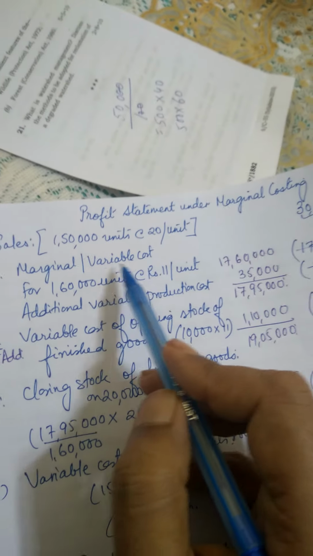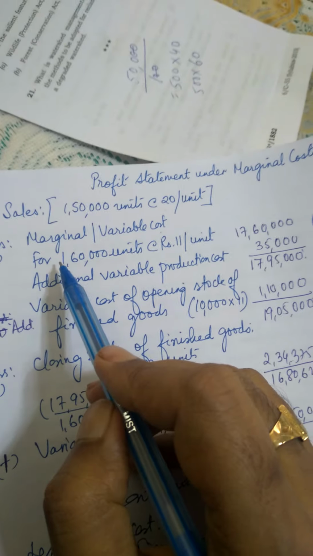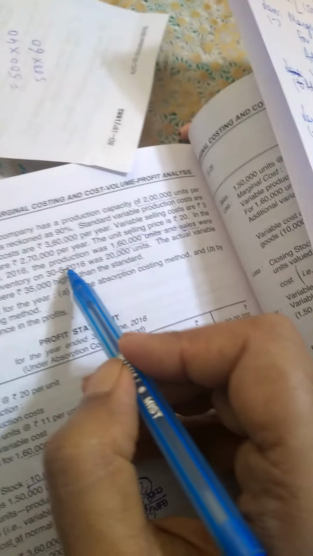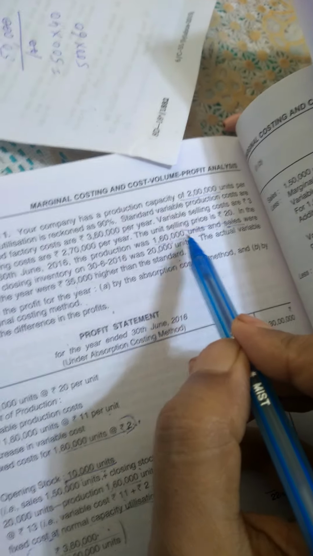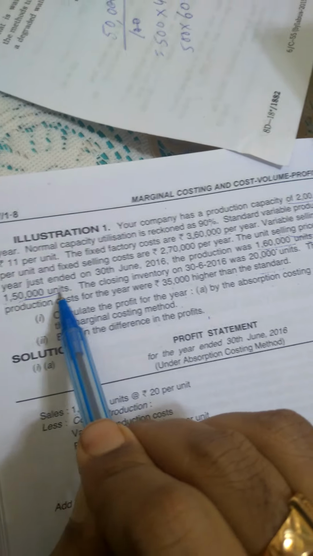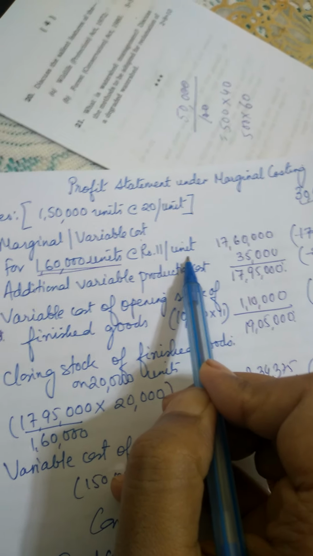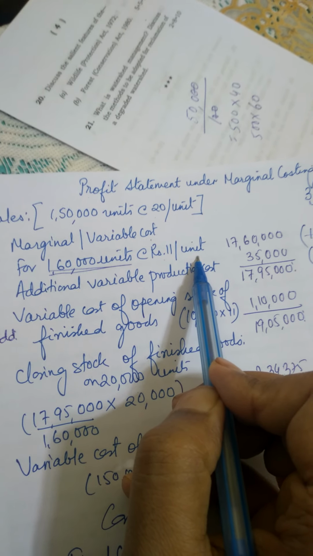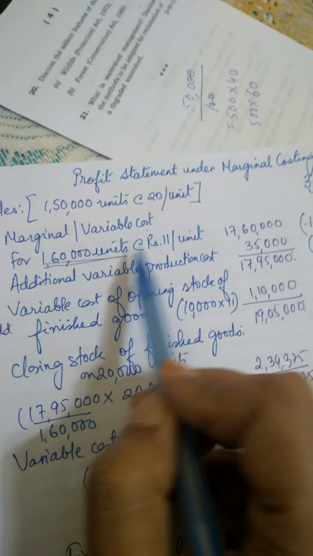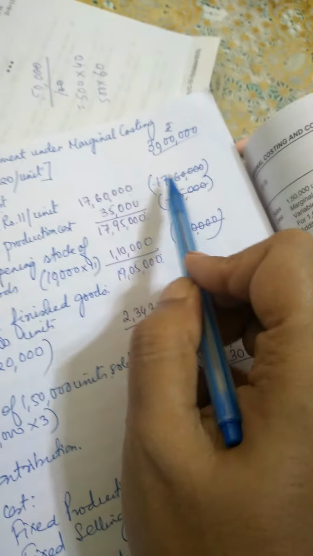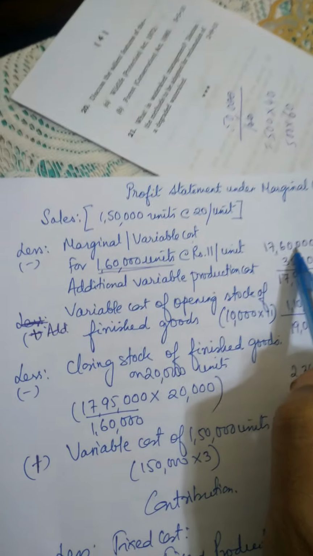Less marginal or variable cost. Under variable cost, we have 1,60,000 units. Production was 1,60,000 units and sales 1,50,000 units. Just remember this: production 1,60,000 units. So 1,60,000 units at the rate of rupees 11 per unit. The standard variable cost is given in the question. So 1,60,000 units at the rate of rupees 11 per unit is 17,60,000, in the inner column, not in the outer column.